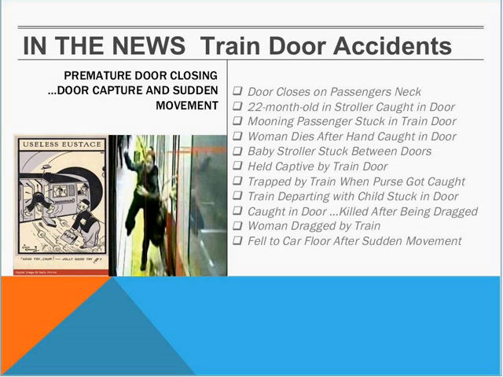Train door incidents are quite interesting. One that I found extremely interesting is that of a passenger, and in fact you can find the picture on the internet. For civility, I haven't shown it, but it shows a passenger mooning other passengers, and while he was mooning the other passengers, he got his butt stuck in the door, which is quite interesting.